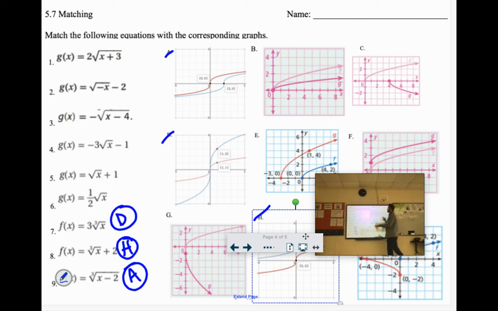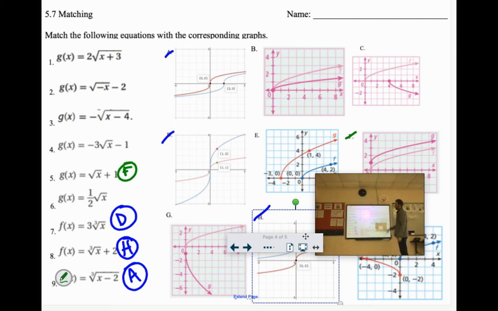Now we've got all these square root ones. I'd say, look for ones that jump out at you. Like 5 looks pretty easy. It's the square root of x plus 1, so that would shift it up 1. So we're looking for, there we go, look at F. Everything is just shifted up 1 spot. Let's see, what else do we have here?